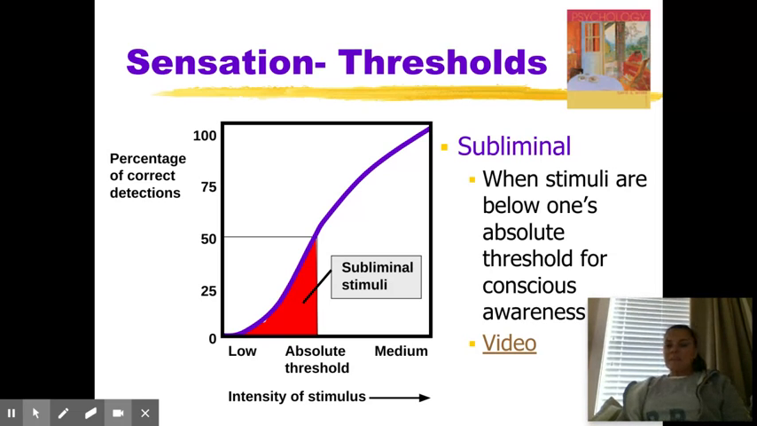So subliminal messaging had gotten so much press that people were so scared that that's exactly what the Soviet Union was doing, is they were feeding us subliminal messaging. Well, about 5 years later, another group of researchers decided to replicate the study.